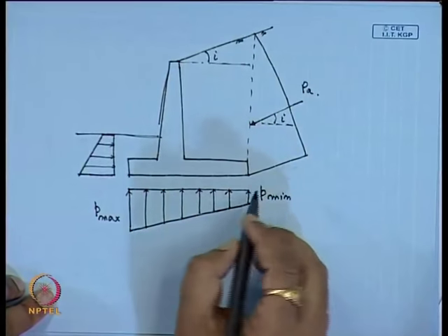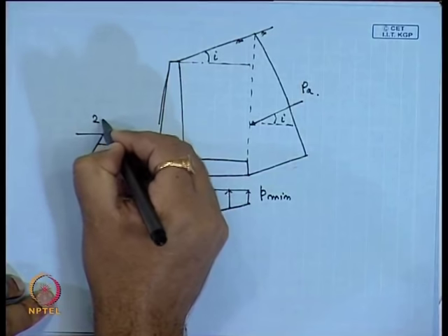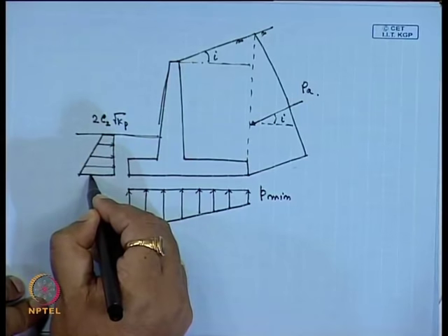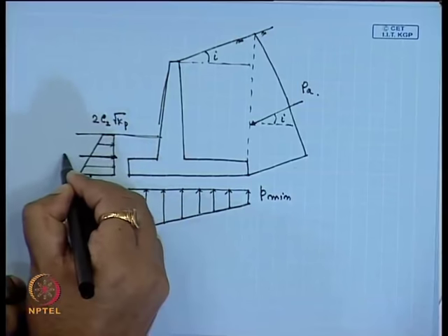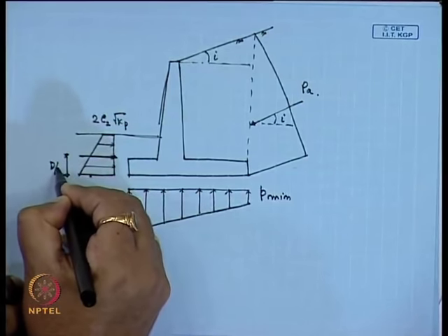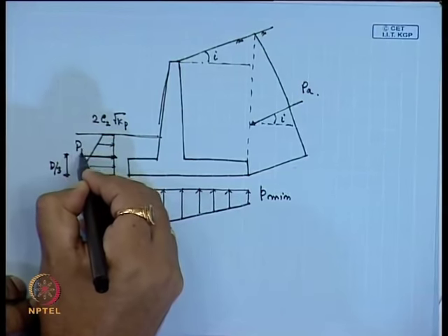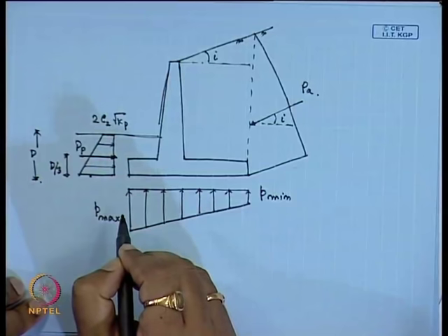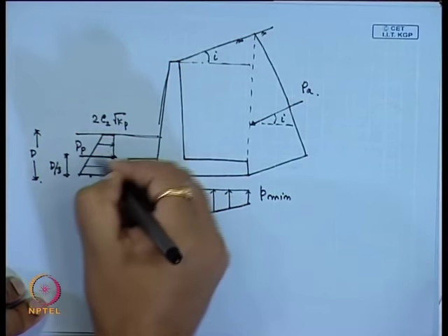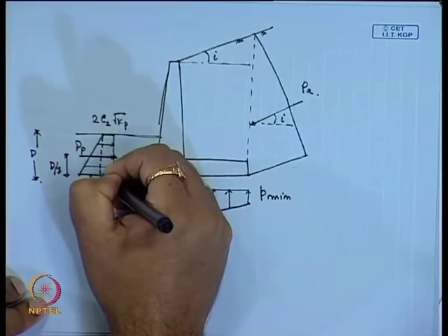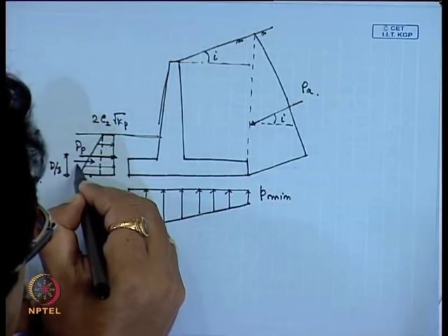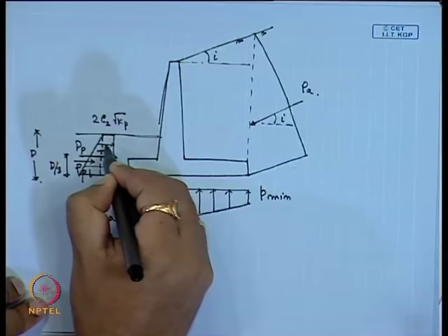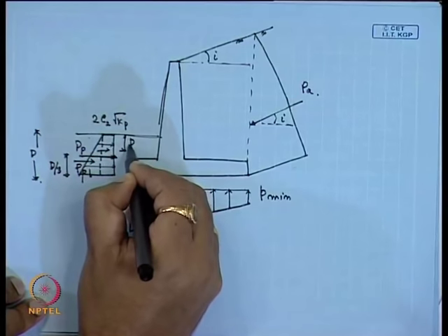Now, to calculate the forces, for the top portion this will give us 2 C2 root KP, and for the bottom portion, PP1 will act at a distance of D/3. This is PP. If this distance is D, then for this PP we can divide this part into two different portions: one is PP1, and another is PP2. PP2 will act at a distance of D/2.